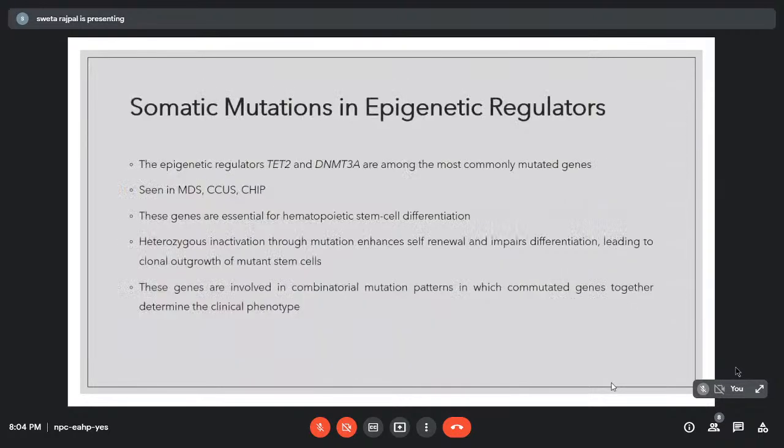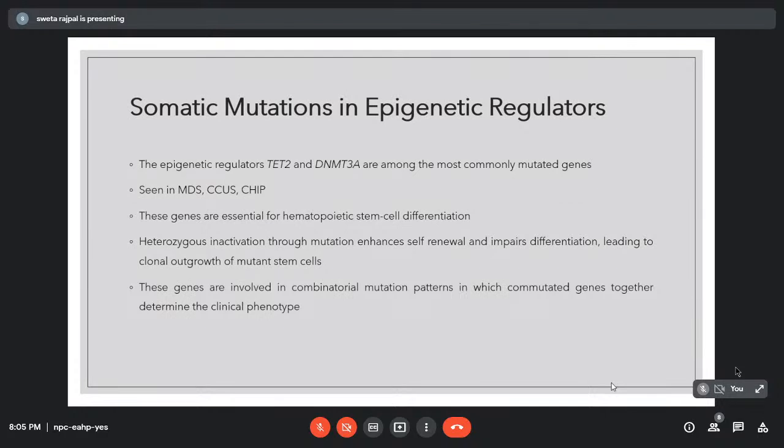Coming to the epigenetic regulator genes, in MDS they are commonly involved, and it is not specific for MDS. It can also happen in precursor lesions like CCUS and CHIP. The commonest genes involved are TET2 and DNMT3A, and they are very essential for hematopoietic stem cell differentiation. If there is a heterozygous inactivation through mutation, it enhances self renewal and impacts differentiation, leading to the clonal outgrowth of mutant stem cells in MDS.